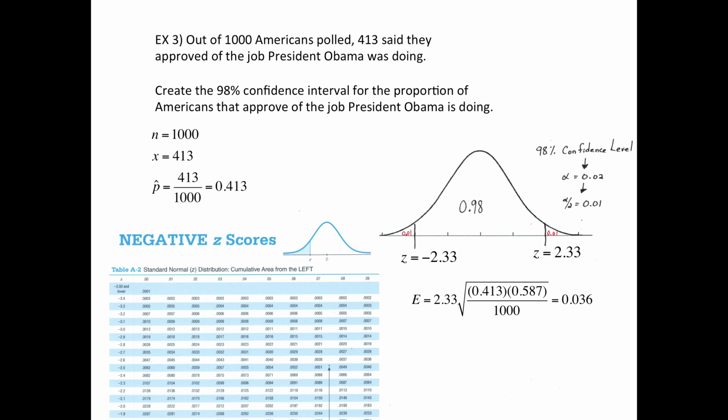The next thing to do is do the error formula. So that's the 2.33, z goes here. This is the p hat, and this is the q hat, 1 minus 0.413. Divide by the sample size and take the square root, so here's the error. This is essentially saying the approval rating for the president is 41.3%, but it can be off by plus or minus 3.6%. So that's the next part we do. Add the error on one side, the right side, subtract the error on the left side. And there's the confidence interval.